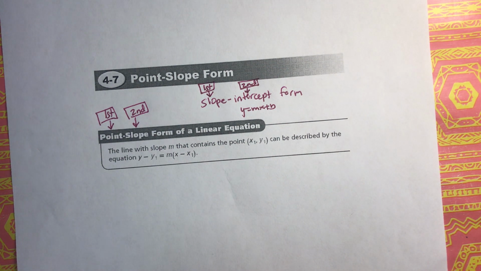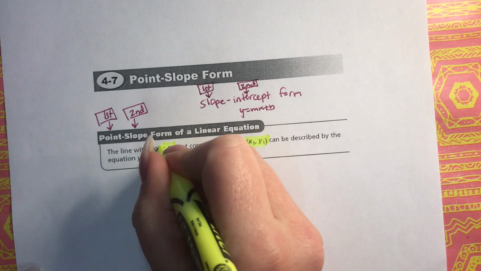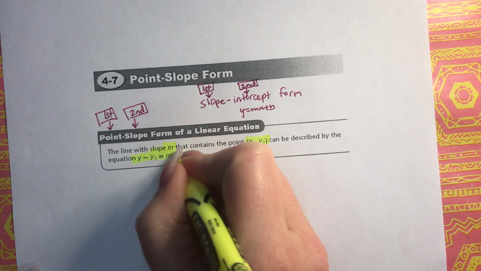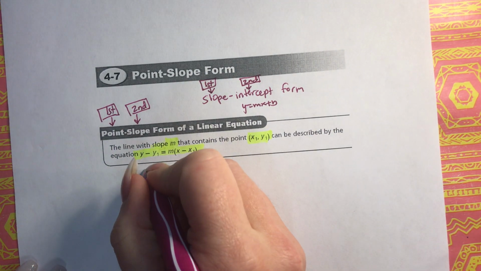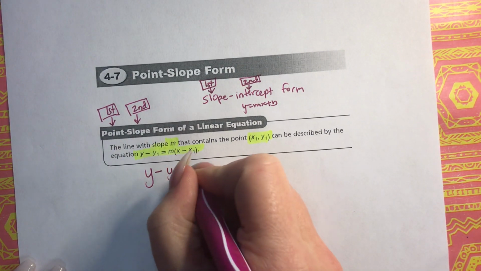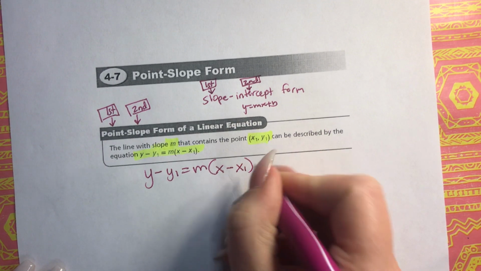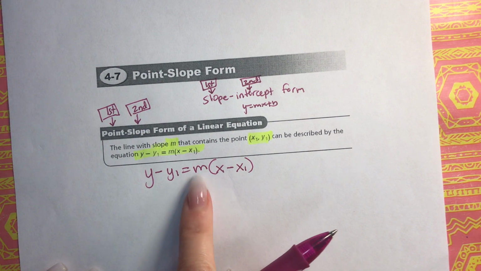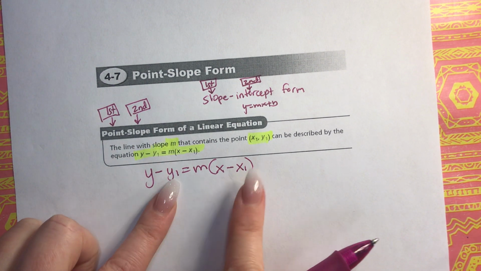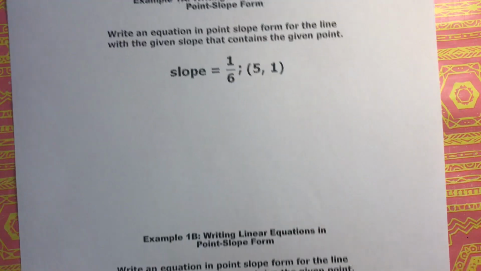And the point-slope form, so the point is in the form x1, y1, right? The slope is still m, but this is the form right here. Y minus y1 equals m multiplied by the quantity x minus x1. So I'll write that a little bit bigger. Y minus y1 equals m multiplied by the quantity x minus x1. And that's the point-slope form. Whatever's in front on the outside of these parentheses, that's the slope, and then our x1 and our y1 are just right here.